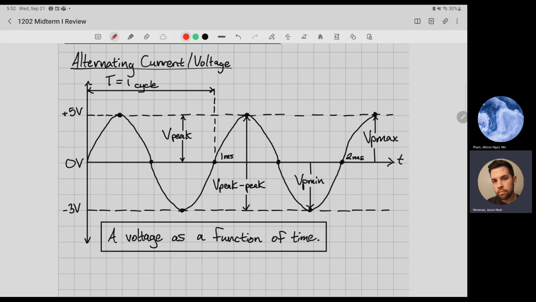And V peak to peak, or VPP, is going to be the peak to peak voltage from the max amplitude to the minimum amplitude. The minimum amplitude is right here, which is -3 volts in this case. And then that's just VP min, VP max. So basically it's just identifying the parts for you. The V peak to peak in this case would be 8 volts because you're going from 5 volts up here to -3 volts down here. That's what V peak to peak means. You're encapsulating the entire voltage.